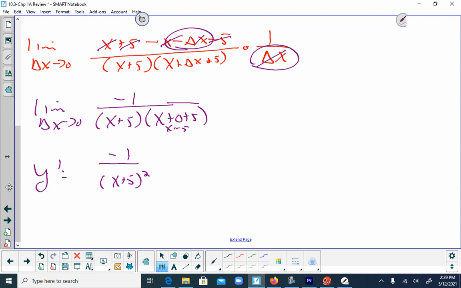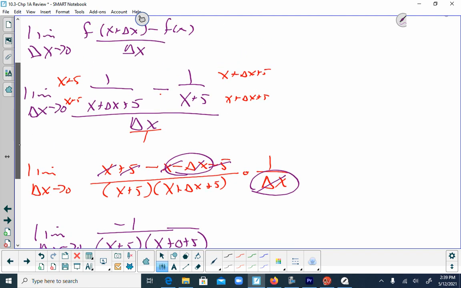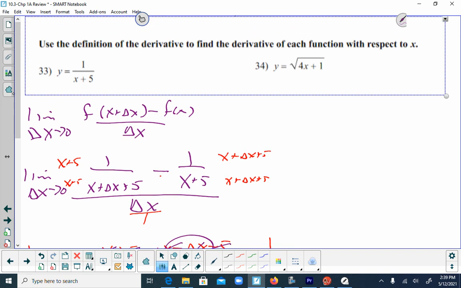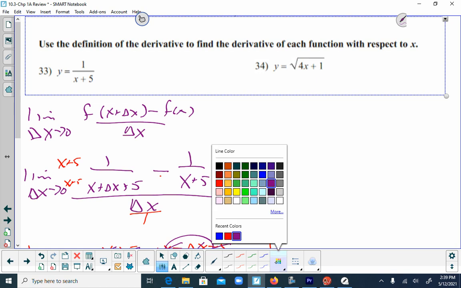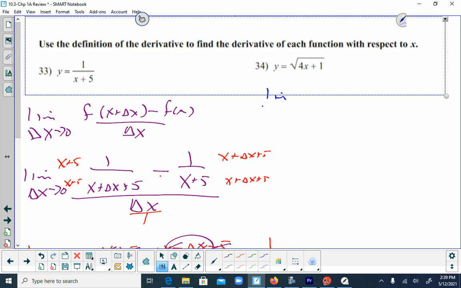And it should be very easy for you to check these now because you know how to find the derivative multiple ways. Okay, number 34, doing the same thing. So I am going to switch colors because I'm going to run into myself here. Okay, so I'm going to do the limit as delta x approaches 0, and I'm going to do the square root of 4 times x plus delta x plus 1 minus f of x, which is the square root of 4x plus 1, and this is all over delta x.